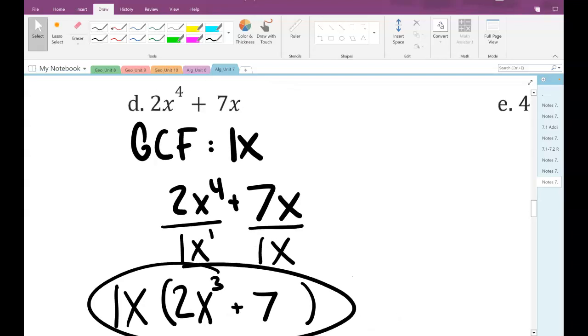Because the greatest common factor between 2 and 7 is 1. Because the factors of 2 are 1 and 2. The factors of 7 are 1 and 7.